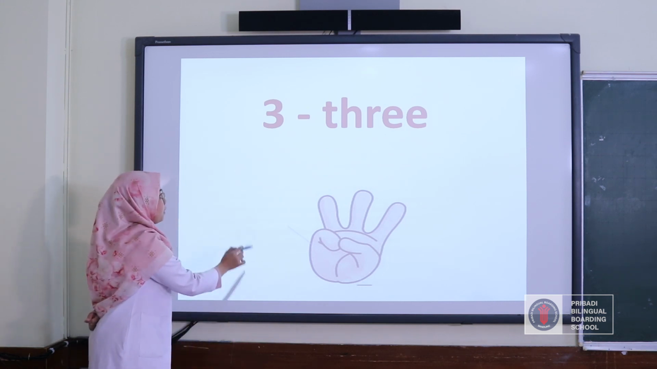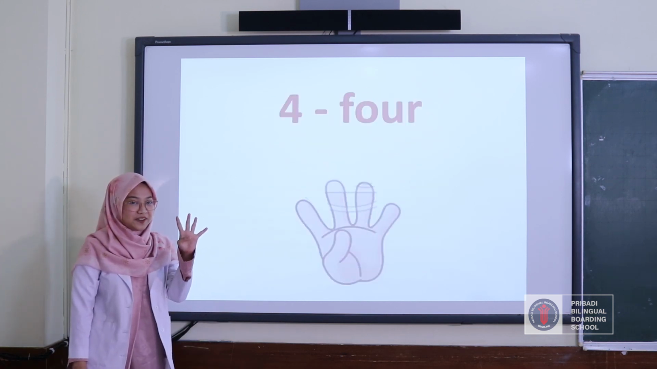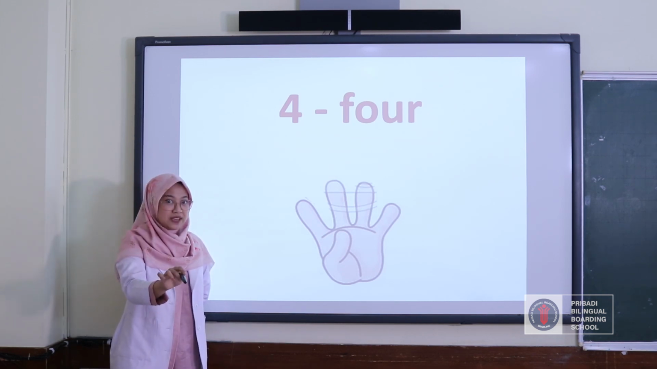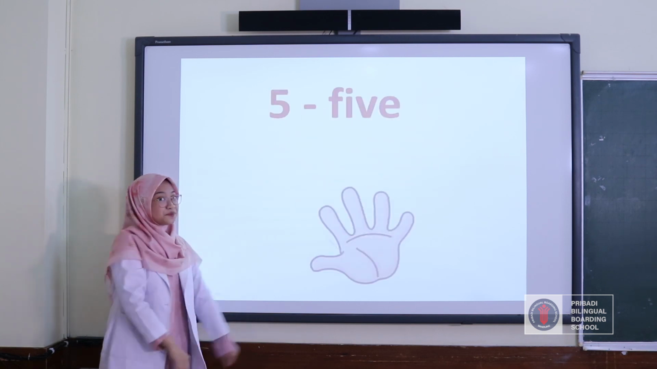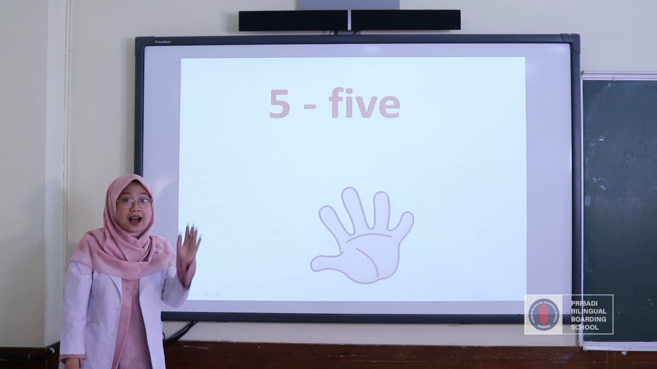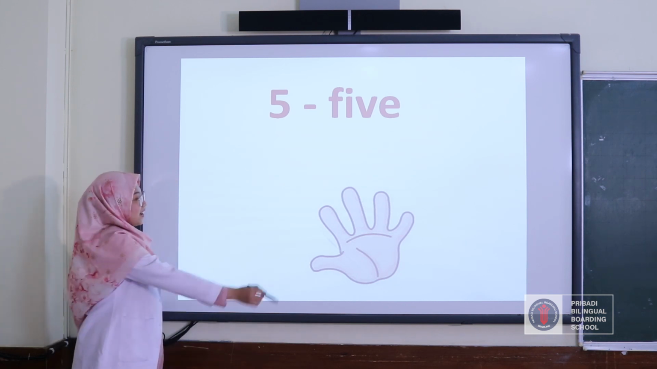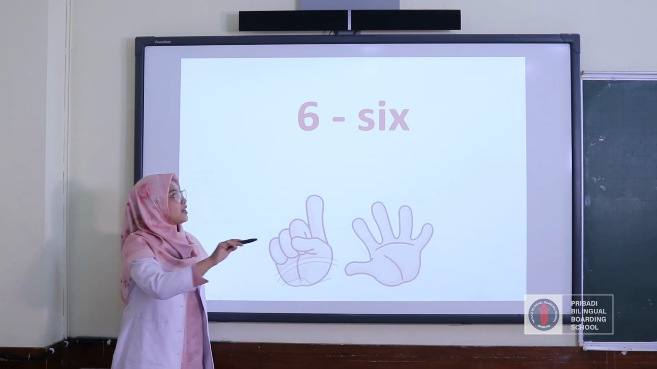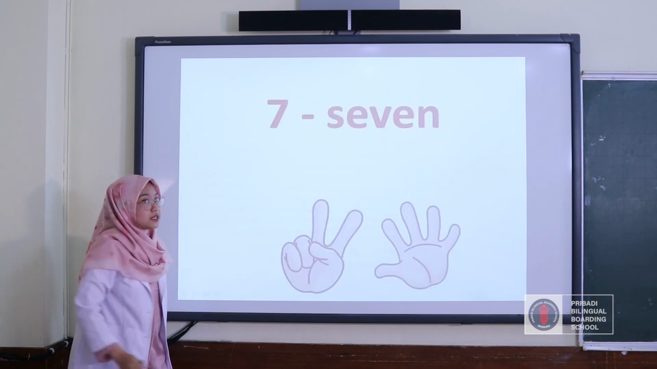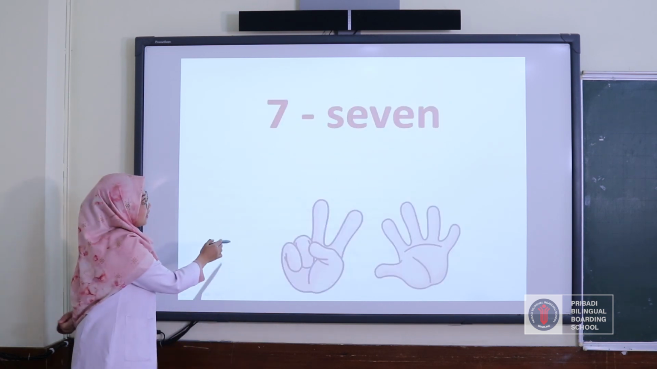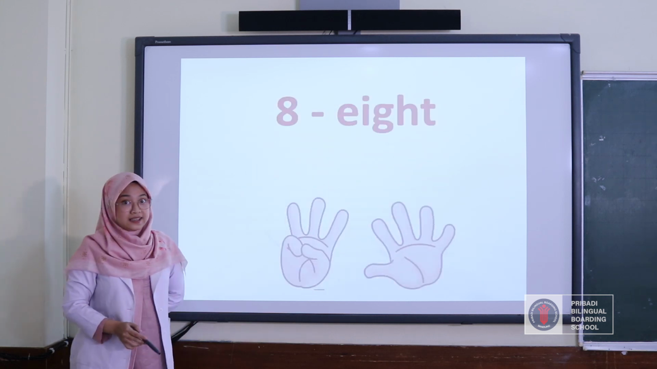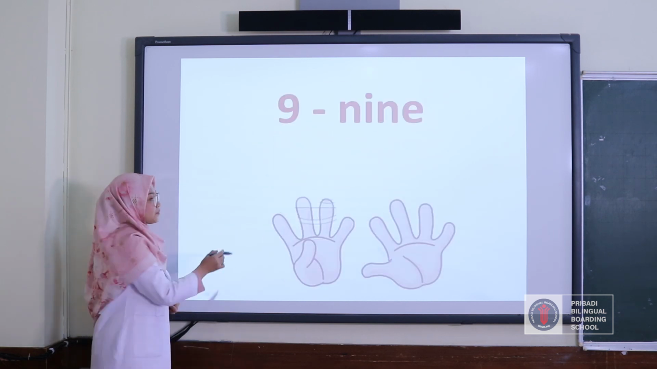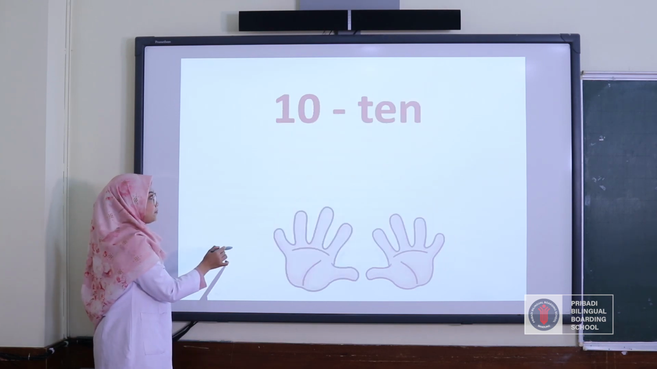Very good. The next one is 4. Alright, it's number 4. And then you start from the top and then make the pole. The next one is 5. Like when you give a high five. High five! Alright, the next number is 6. Let's write 6. Alright, the next number is 7. And then 8, like this. And then 9. And the last one is number 10.